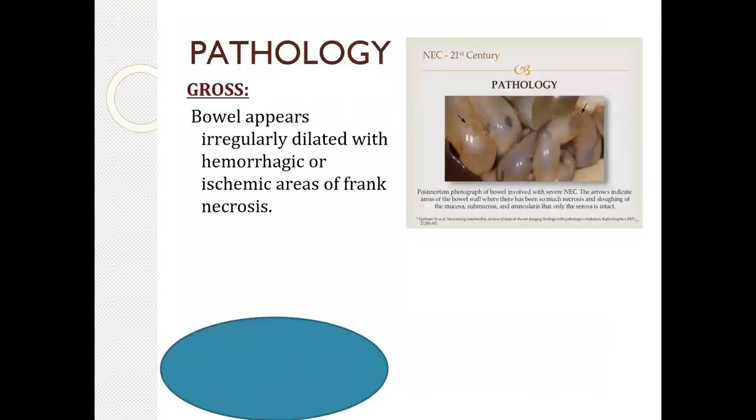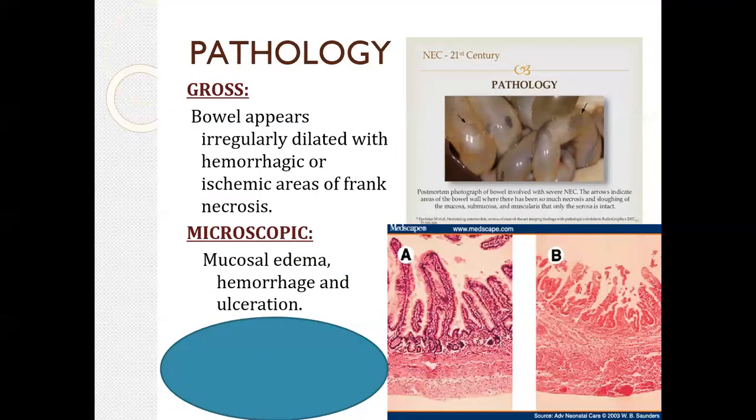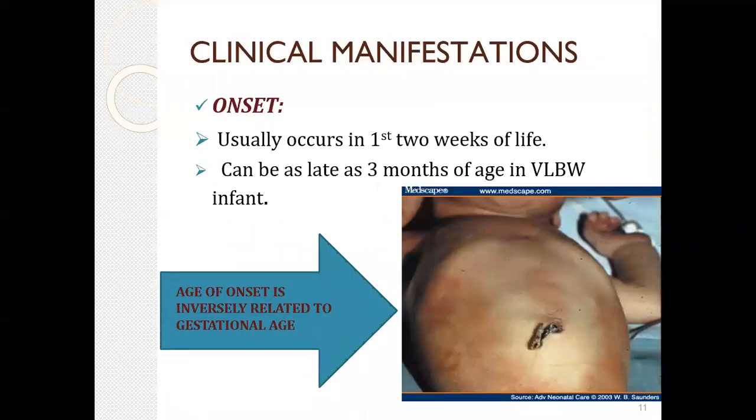Here you can see the gross view of the intestine, in which the bowel appears irregularly dilated with hemorrhagic and ischemic areas of necrosis. In the microscopic view, you can see mucosal edema, hemorrhage, and ulceration. This results in coagulation necrosis, which is the characteristic histologic feature of NEC.